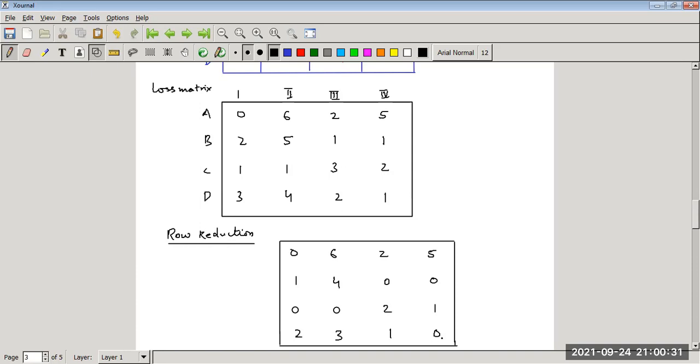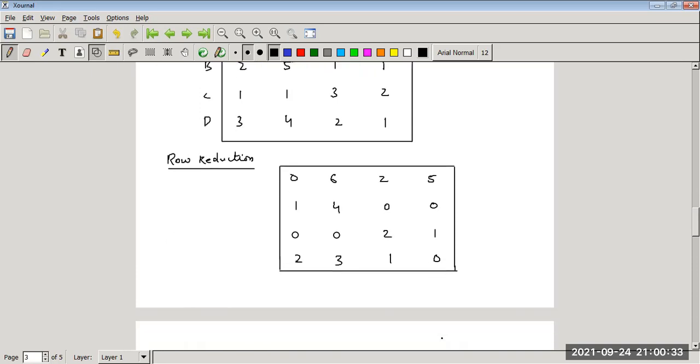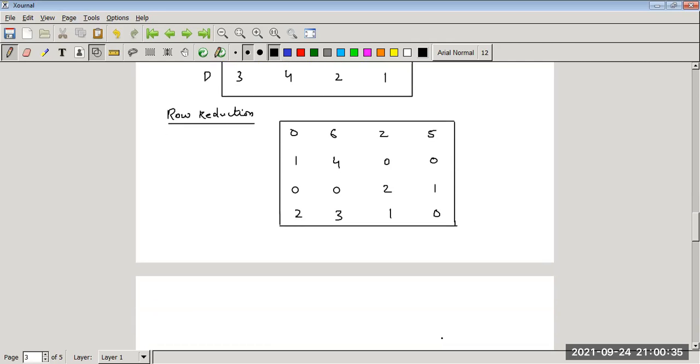Now in each column we observe there is a 0, so there is no need for column reduction. Now we start the assignment process. In the first row there is only one 0, assign this 0 and cross the other. In the second row there are 2 zeros, so leave that. In the third row there is only one 0, assign this 0. In the fourth row there is one 0, assign this 0 and cross the other. Now we have only one 0 left. When we go column wise, we assign this 0.